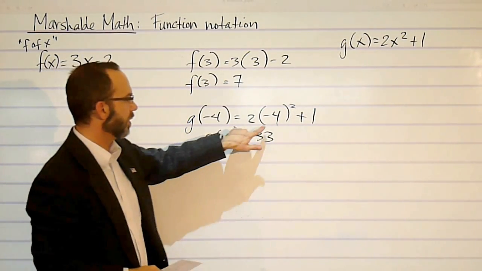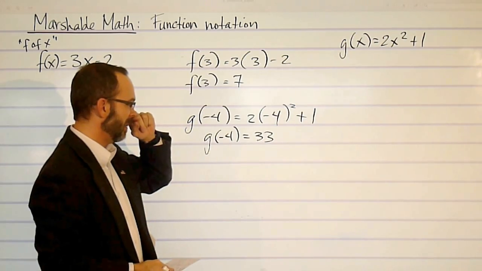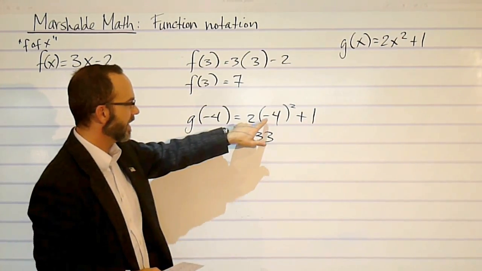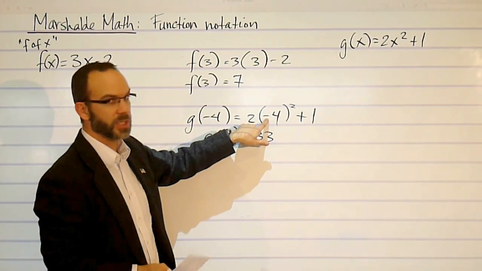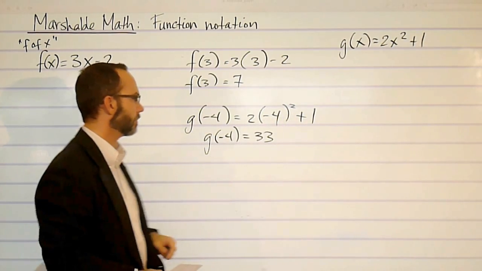Always make sure that you use parentheses when you do your substitution in. Because in the case of a negative here, you need to know that the negative is actually part of the base when you square it.